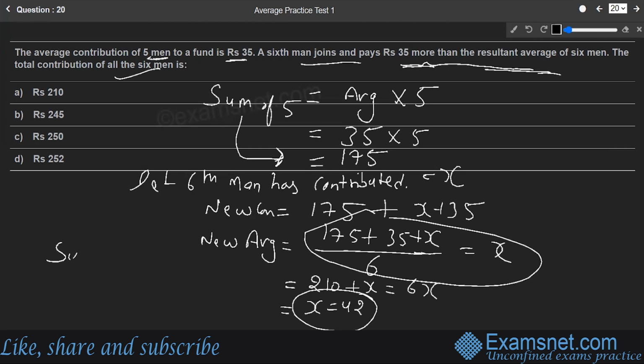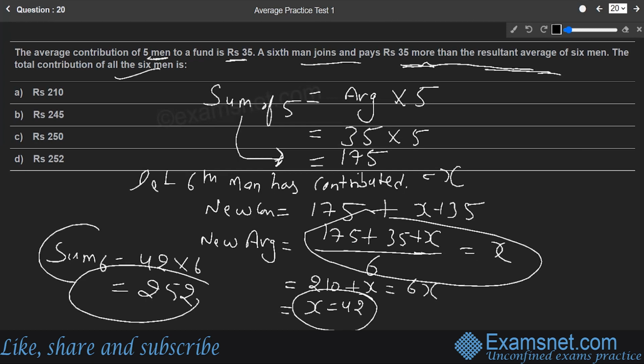So the new sum of all the 6 will be average multiplied by 6. Average is 42 multiplied by 6. If you do it, it's going to be 42 into 6, nothing but 252. So that is the total contribution of all the 6, 252 rupees. Let us see where it is available. Available in option number D, which becomes the right answer.